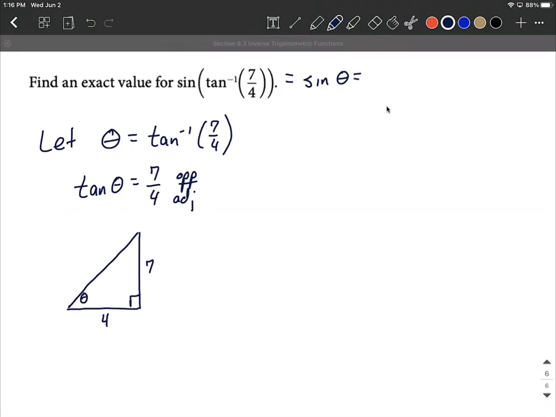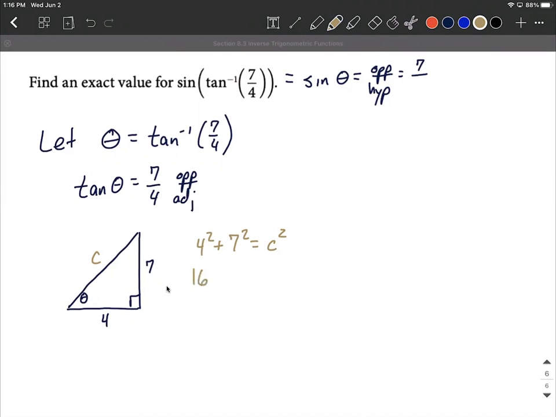Well, from what I know about SohCahToa, sine is going to be opposite over hypotenuse. So we do know the opposite can be labeled as 7, but we don't know the hypotenuse yet. So let's do a little bit of work over here and find the hypotenuse. Maybe I'll call that C. So Pythagorean Theorem says a squared plus b squared equals c squared.